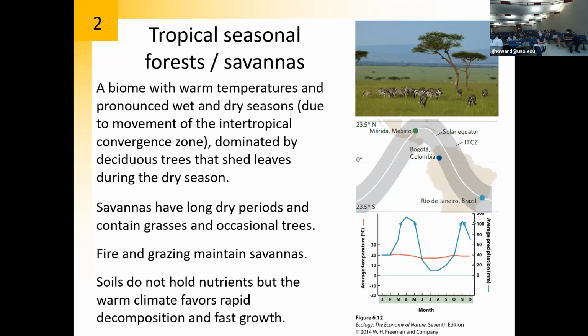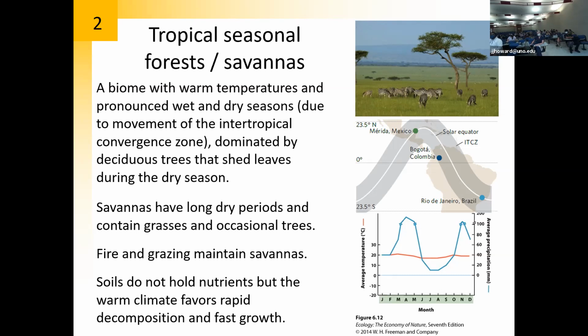Savannas have longer dry periods than seasonal forests do. So whether you have a savanna or a seasonal forest simply depends on the relative length of the dry season in that habitat. There are two other things that may influence whether you have savanna or forest. One of them is fire. Frequent fires favor savanna. However, there's another thing that goes on, which we'll see in the next slide.